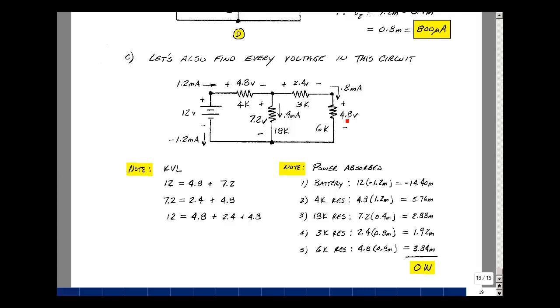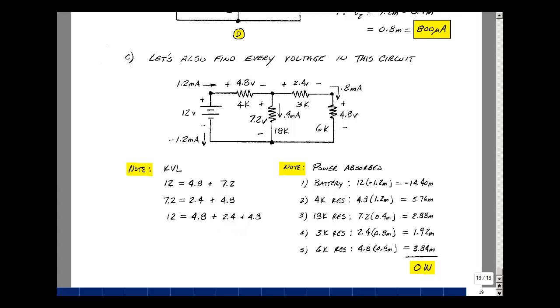Let's make every element absorb power. I'll show the current in this direction going in the plus terminal, which would be the opposite of 1.2 milliamps, so minus 1.2 milliamps. Look around the loops here. The rise in voltage equals the drop, so 12 is equal to 4.8 plus 7.2. Go around the loop this way, 7.2 is equal to 2.4 plus 4.8. Or go around the outer loop, 12 is equal to 4.8 plus 2.4 plus 4.8. Right-hand side equals the left-hand side.